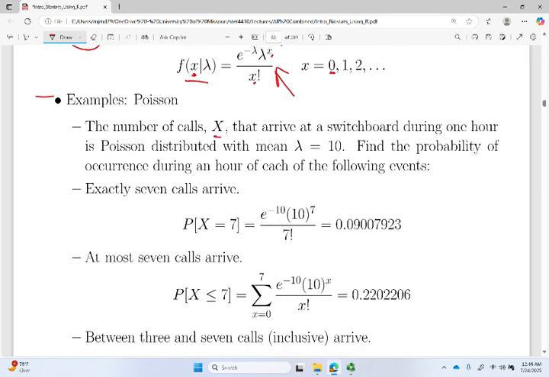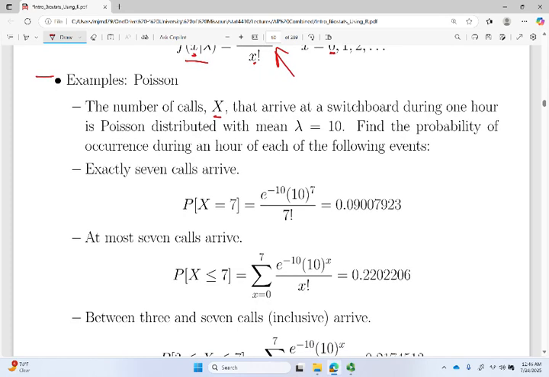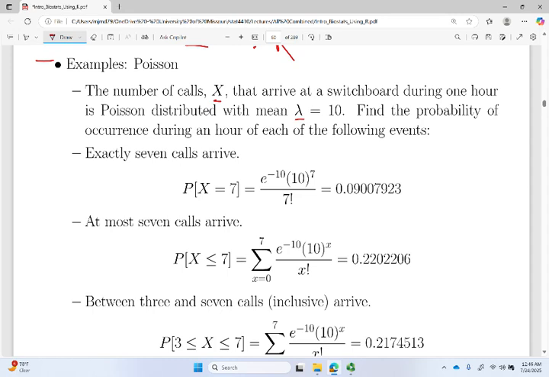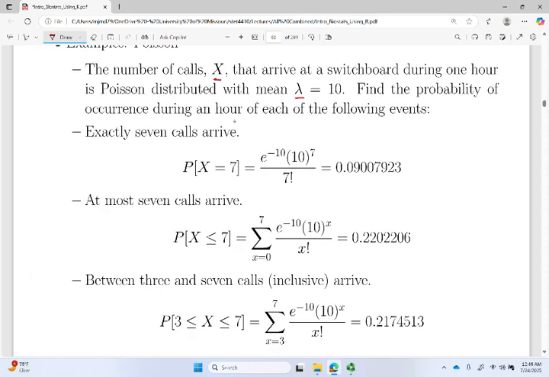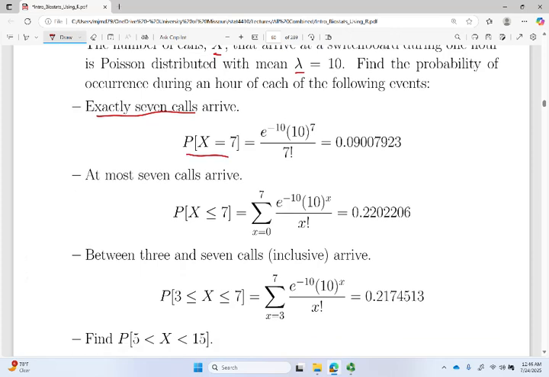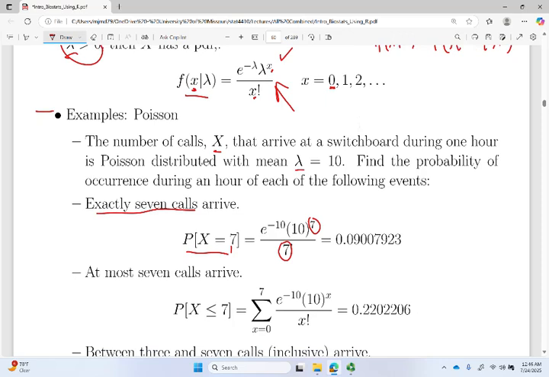The number of calls, let's call it x, that arrives at a switchboard during 1 hour is Poisson distributed with mean 10, or lambda 10. And lambda is the mean of this Poisson process. Find the probability of each of the following events in an hour. Exactly 7 calls arrived. So we want to find the probability that x equals 7. So we plug in 7 into the density function, and this is it. So there's a 9% probability that we get exactly 7 calls.